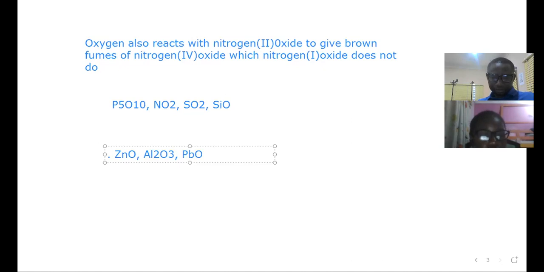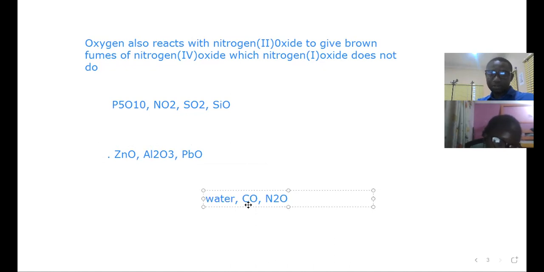We also have neutral oxides. While amphoteric oxides behave like both acid and base, neutral oxides are neither acidic nor basic. So they are not acidic and they are not basic in character, and that's why they are neutral. Examples of neutral oxides are water, CO, and N2O. Remember, CO is a neutral oxide, while CO2 is an acidic oxide. Do you understand that? CO is a neutral oxide, CO2 is an acidic oxide. Okay.